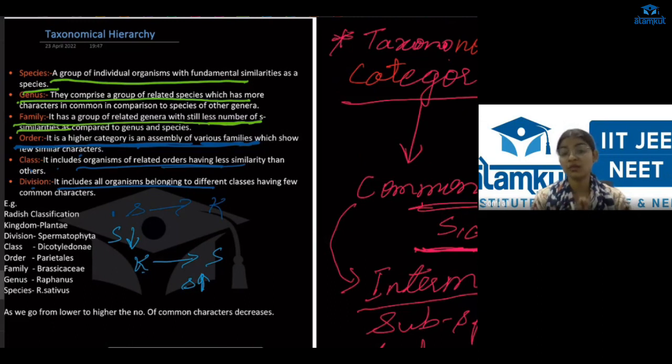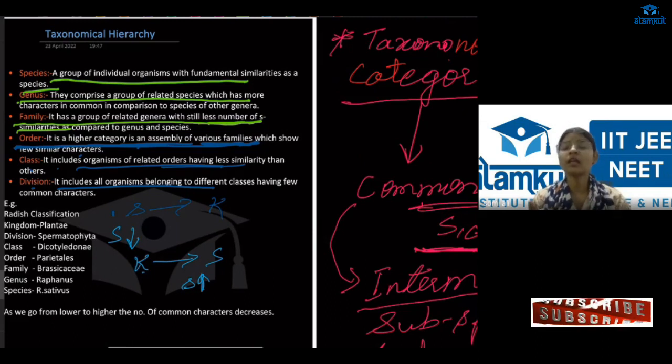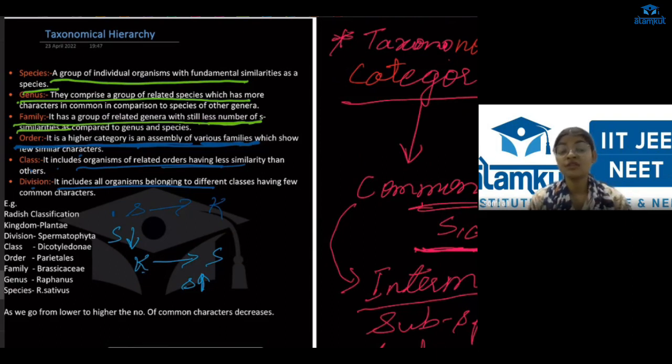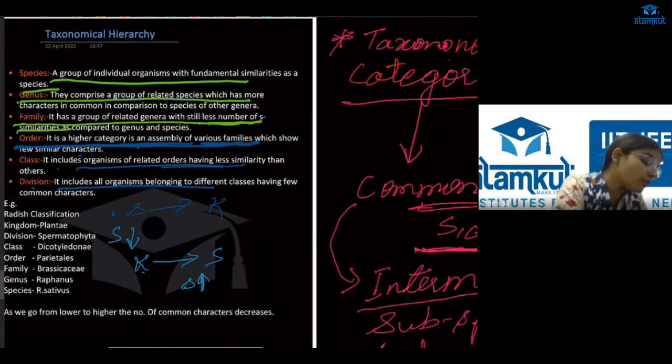Okay, same way with the humans. Humans are the species, but under the same category of sapiens, there are many other kinds of species, like clear skin ones, darker skin ones. All the kinds of species belonging to the human category will come under the sapiens form. Okay, so same way, species is what? It is a group of individuals with fundamental similarities as a species.